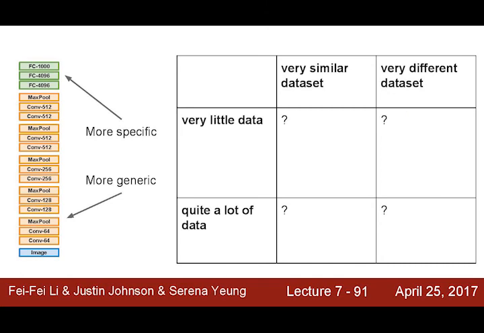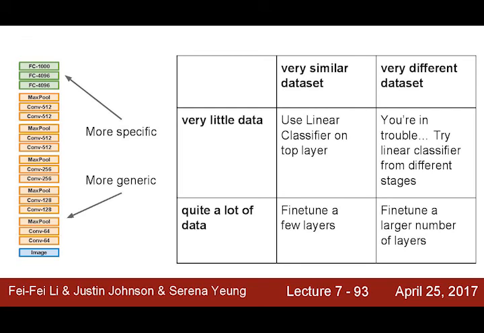트랜스퍼 러닝을 하는데 여러분이 very little data인 경우도 있고 quite a lot of data인 경우도 있습니다. 이때 very similar 데이터셋이면 어떤 경우에든 좋은 결과를 낼 수 있습니다. 데이터 양이 작으면 톱 레이어에 리니어 클래시파이어를 사용합니다. 데이터 양이 많으면 몇 개의 레이어를 파인 튜닝합니다. 데이터셋이 크게 다를 경우 더구나 가지고 있는 데이터가 작을 경우에 문제가 발생합니다. 톱 레이어가 아니라 다른 스테이지에서 리니어 클래시파이어를 사용해 볼 수 있지만 문제가 해결되지 않을 수도 있습니다. 만일 여러분이 많은 데이터를 가지고 있으면 많은 레이어에 대해서 파인 튜닝을 시도해 봅니다.